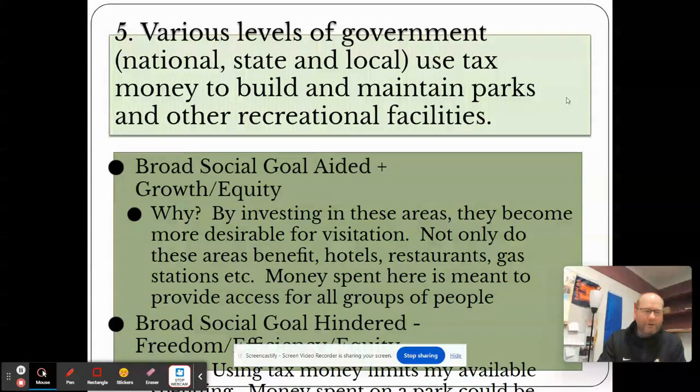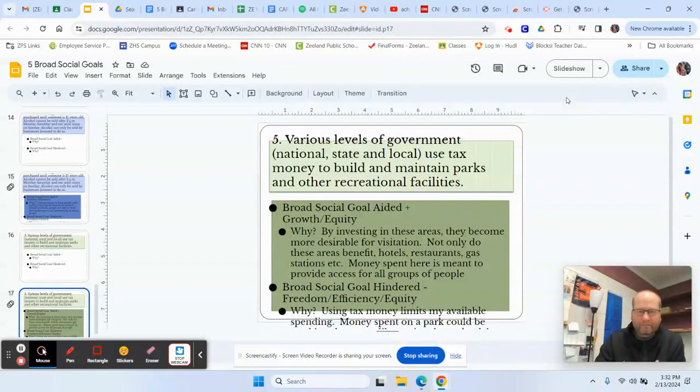All right, so those are those 5 broad social goals that we need to be familiar with. If you need to go back and fill out some of the stuff on that note sheet, you've got some time to do that here in the next few minutes. You can also go back at any time and look at this PowerPoint. It's posted there for us.